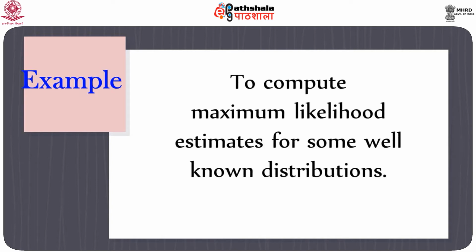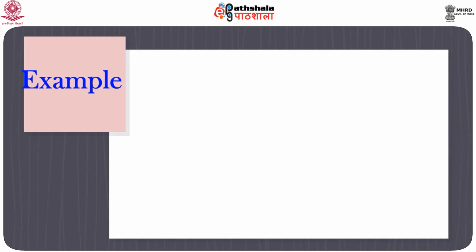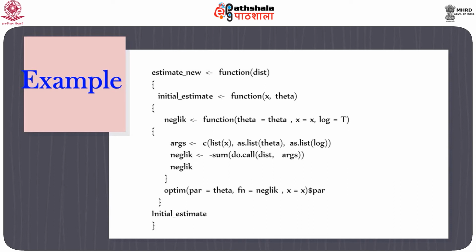Here the objective is to compute maximum likelihood estimates for some well-known distributions when a vector of data is provided to us. Within the function estimate_new, we defined another function which is initial_estimate. Now this is a function of x and theta, but estimate_new is a function of the distribution for which we intend to find the maximum likelihood estimates. So these are very clear to us.